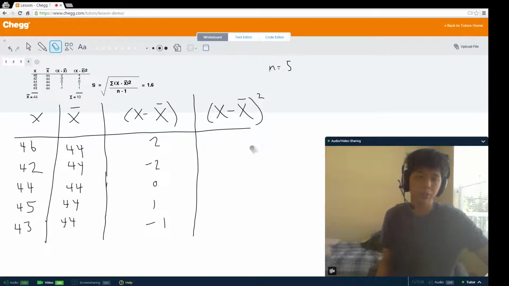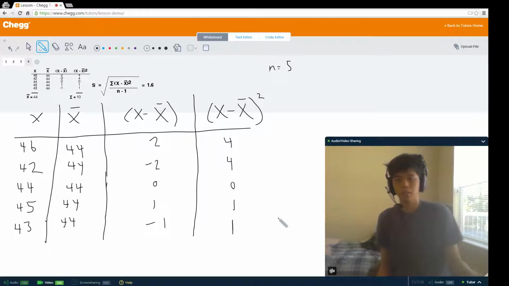And in the final column, we square all these values in the previous column. So 2 squared is 4, negative 2 squared is still 4, 0 squared is 0, 1 squared is 1, and negative 1 squared is 1.